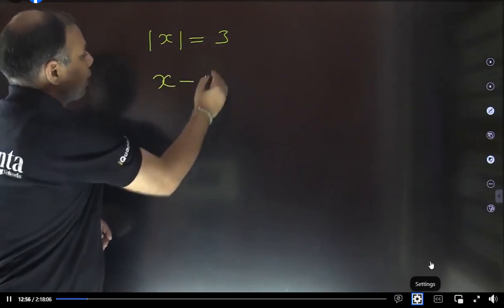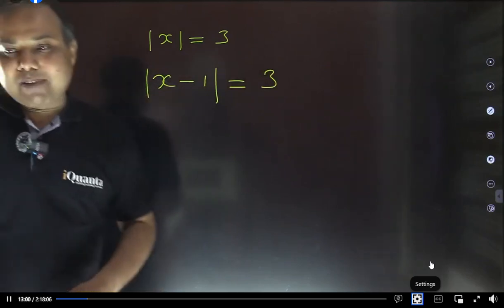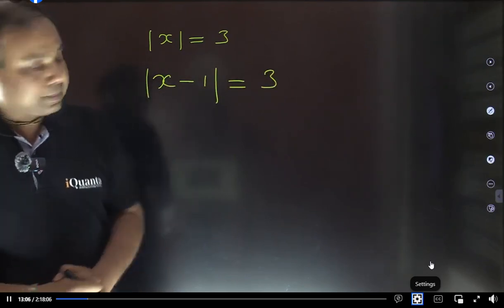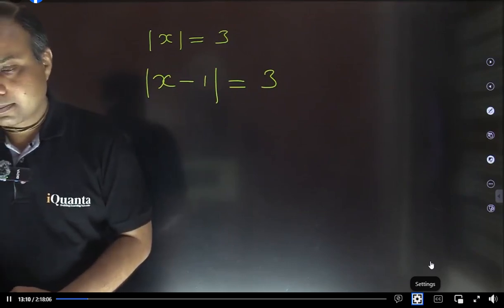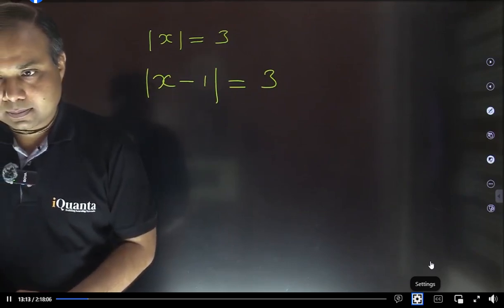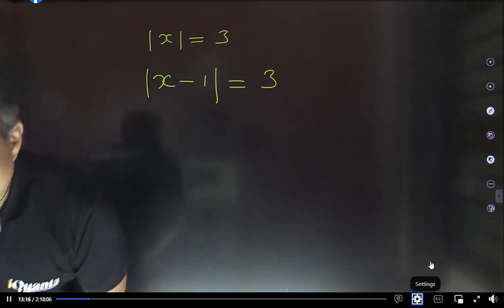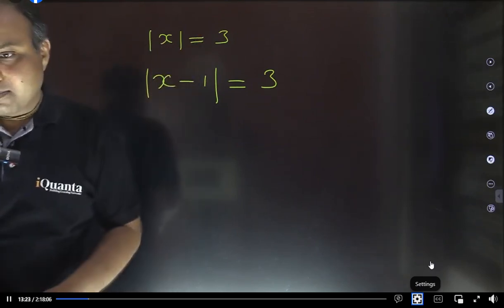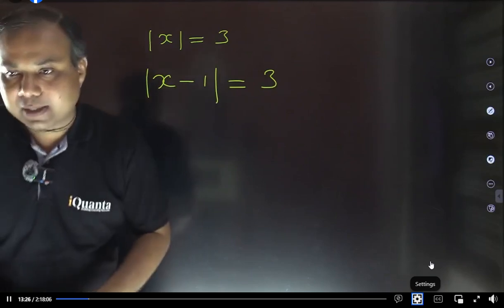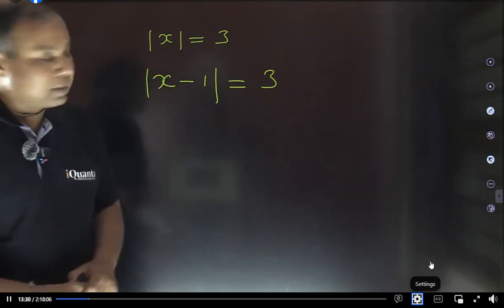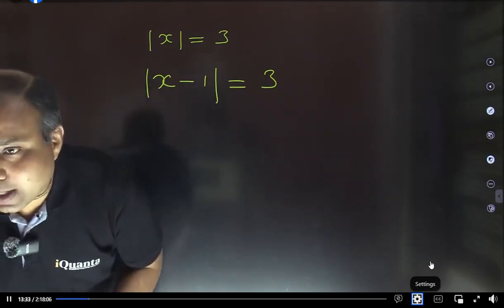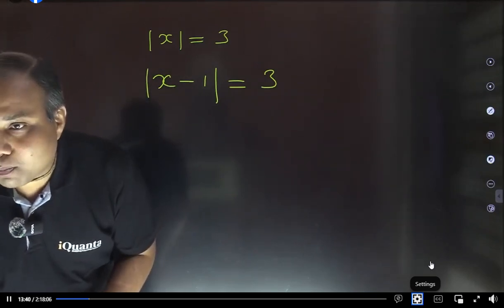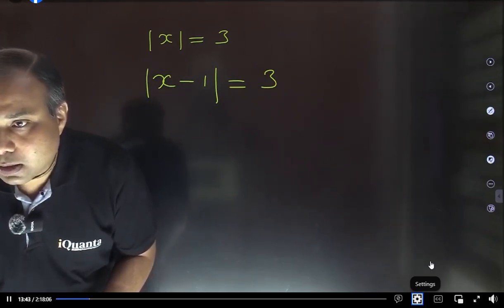Okay, if mod of x minus 1 equals 3, what are the possible values of x? Shubhankar, that's the wrong answer. It's not minus 3 to 3. These are exactly two values, minus 3 and 3, in this first case. Now I'm asking about the second one, mod of x minus 1 equal to 3. 4 and minus 2. Yes, that's correct. Not minus 4, Sumedha. 4 and minus 2, that is correct.